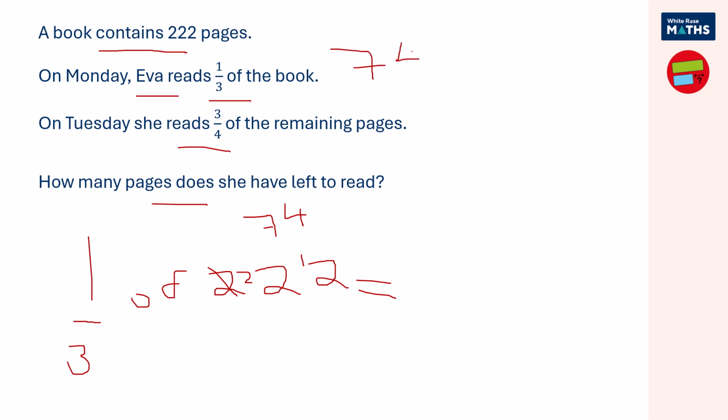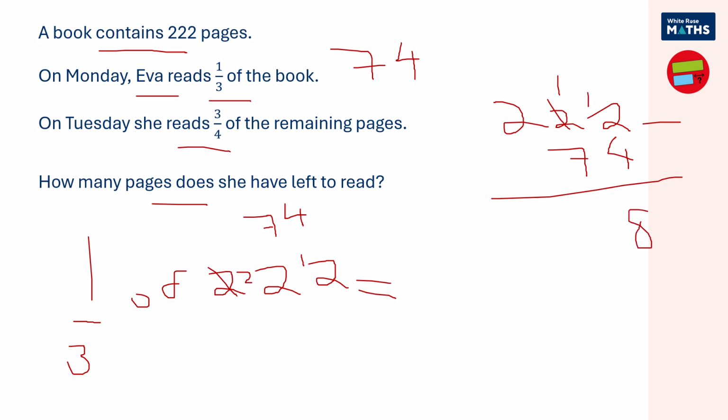Okay, on Tuesday, I'm going to do 222 subtract 74 because that will tell me how many pages she has left in her book. So 2 minus 4, I can't take, so borrow. That becomes a 1, that becomes a 12. 12 take 4 makes 8. 1 take 7, I can't do, so borrow. That becomes 1, that becomes 11. 11 minus 7 makes 4. 1 take nothing is going to be 1.